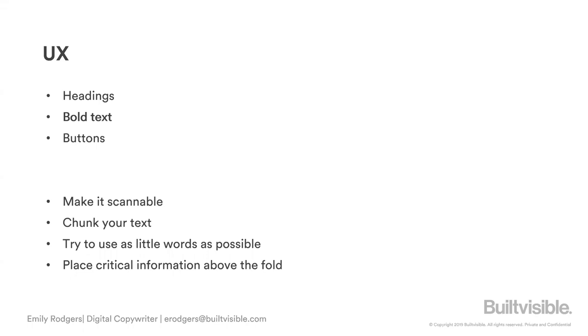So make your copy scannable by chunking the text into little snippets. That means keeping the word count at 50 and adding those bullet points that we talked about. Don't have a huge block of text because it won't be read. If you have to have a huge block of text, try and separate it out into 3 different paragraphs. Use as few words as possible and place all the critical information above the fold. The fold is where you start scrolling, and I think less than 1% of customers actually scroll down beyond the fold. So try and keep all of the information you need at the top.